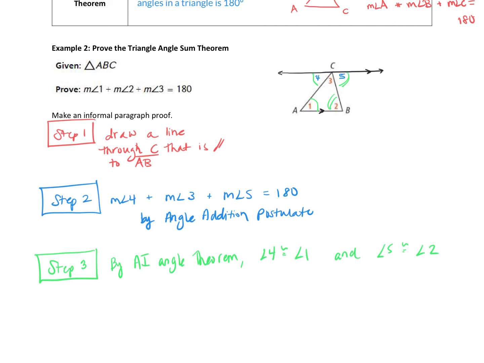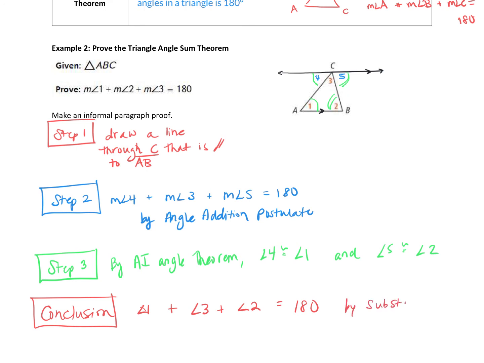So our conclusion: we know that angle 4 is congruent to angle 1. So we're going to substitute in angle 1 for angle 4, plus angle 3, which didn't change, plus, but we know angle 5 is congruent to angle 2, so we're going to substitute in angle 2, and that's going to be equal to 180. We're allowed to do that by substitution. And what we just showed was angle 1 plus angle 2 plus angle 3, the measures of those angles, equal 180 degrees, which is what we were trying to prove.